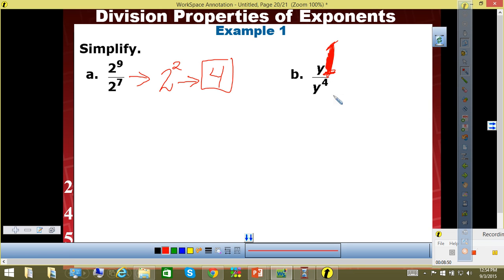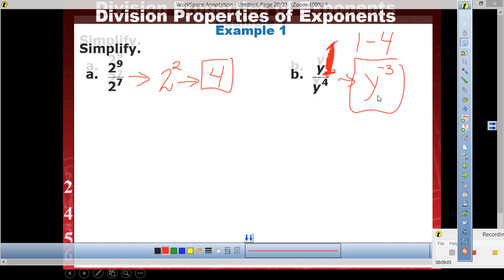Am I making my point? Some of you keep skipping that step. So this is same base, yes. 1 minus 4 is negative 3. Hands up if you got that. Okay, do some more. Here we go.